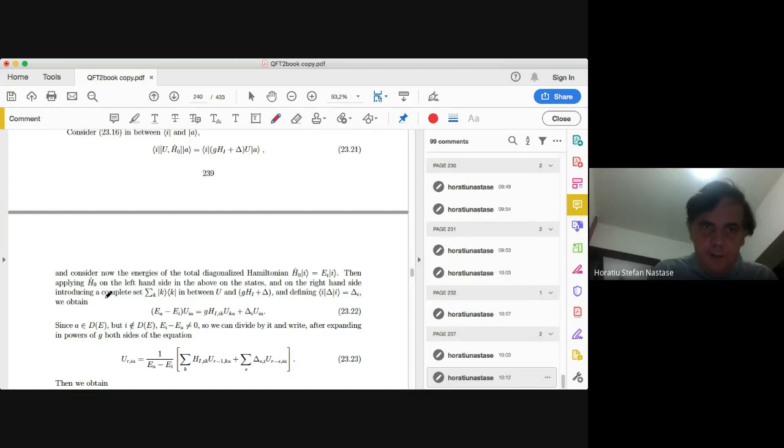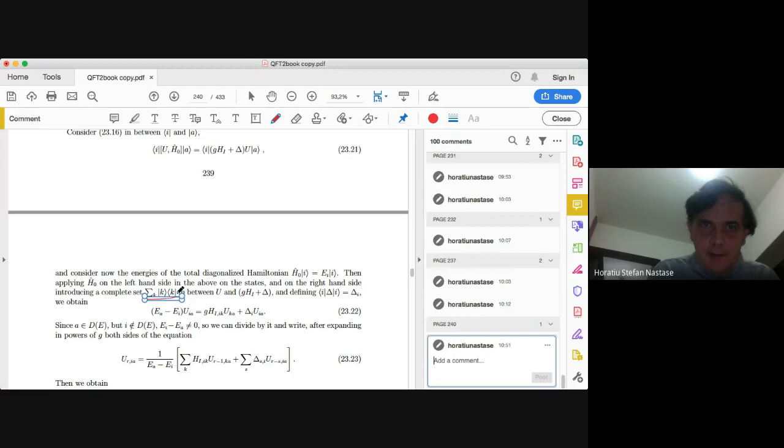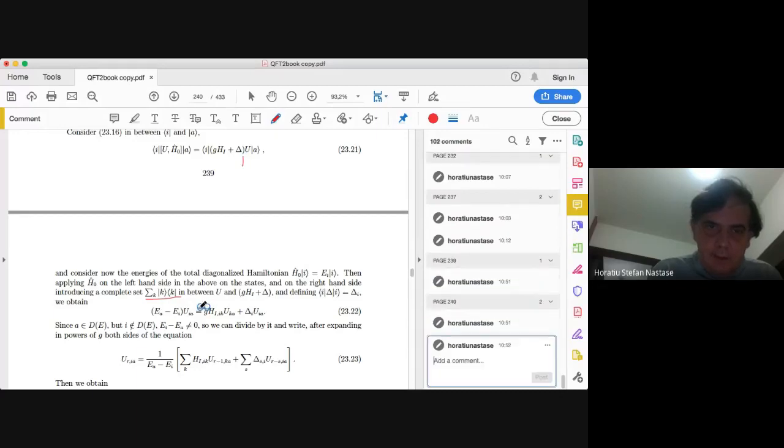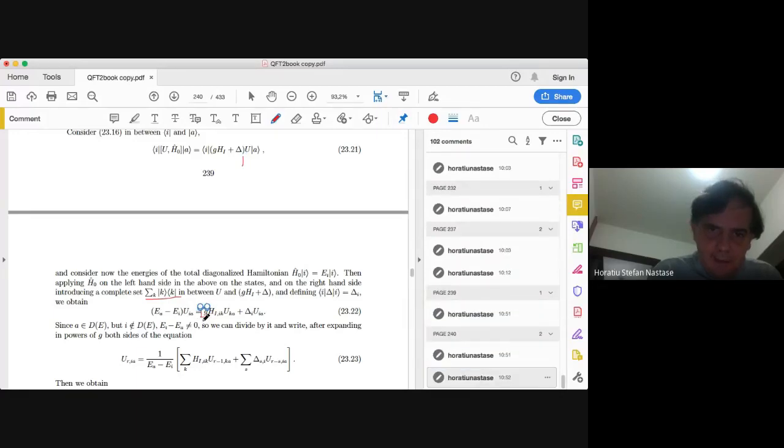Now I introduce a complete set, this set, I insert it here. So then I have matrix elements of G H I plus delta between I and K, and matrix element of U between K and A, and all is summed over K. Okay, so I get this. Here it's implicit, it's a sum over K.